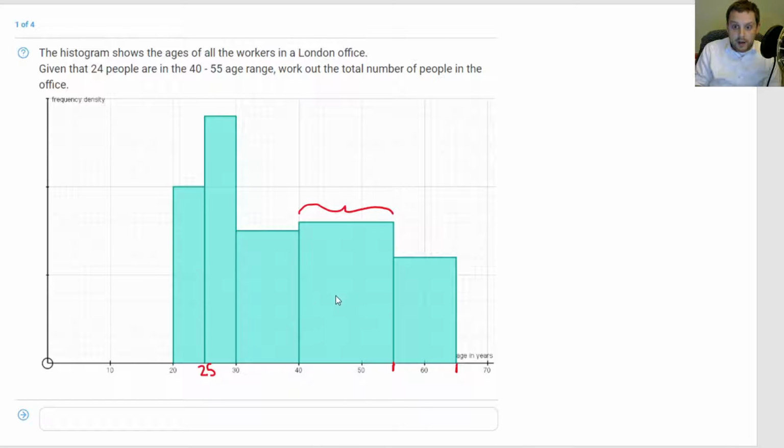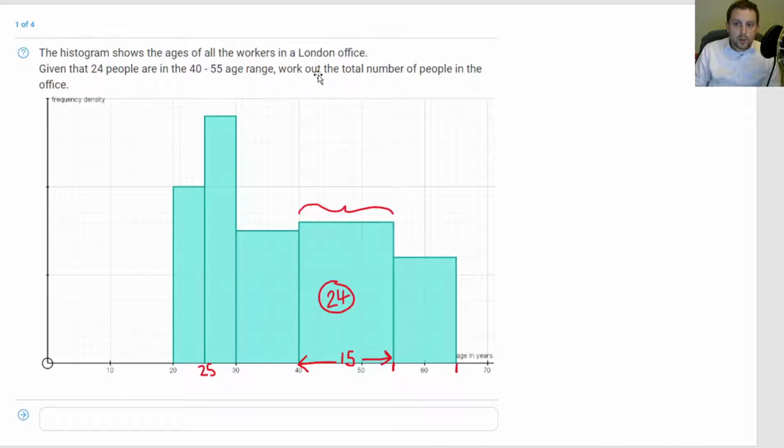The area of it is 24. We know that because the frequency is the area. We also know how wide it is. It's 15 across. So that's the information that we actually know.